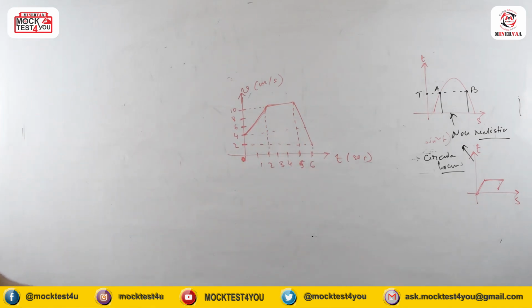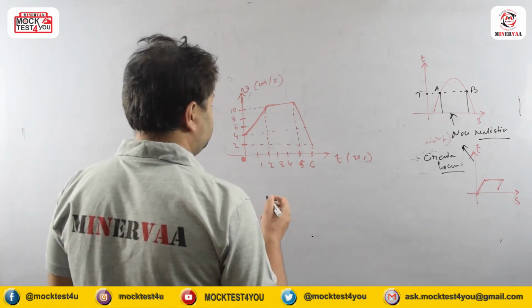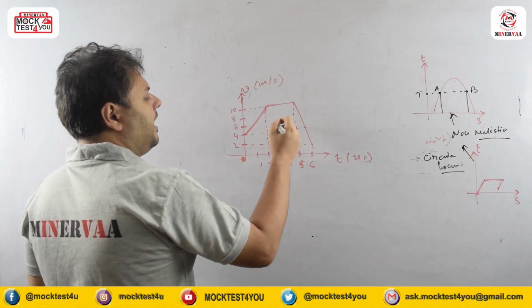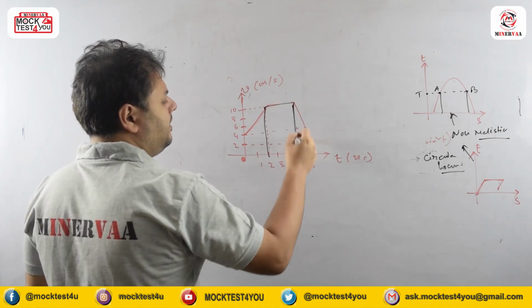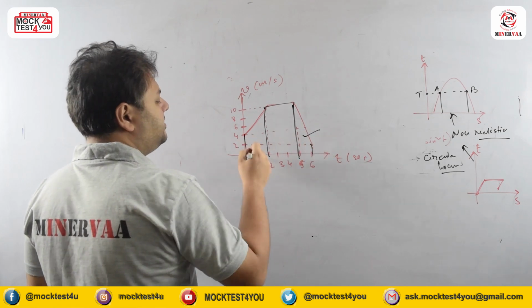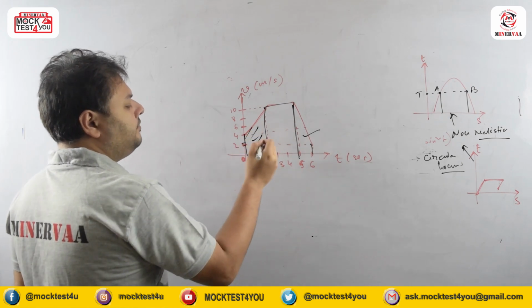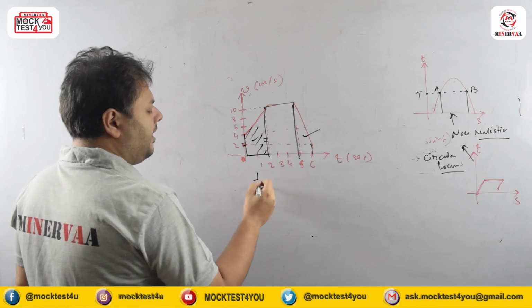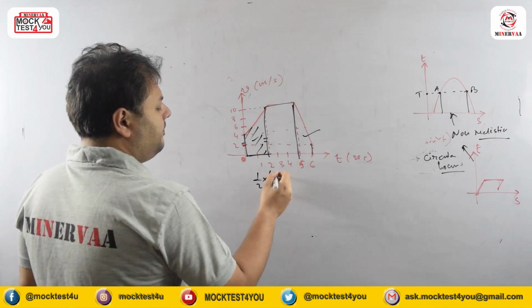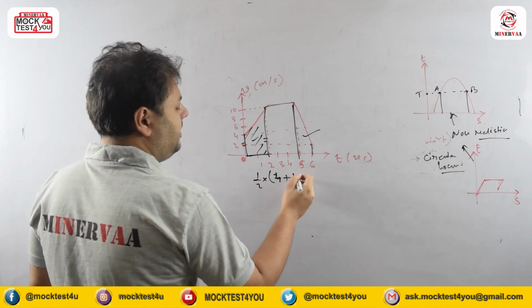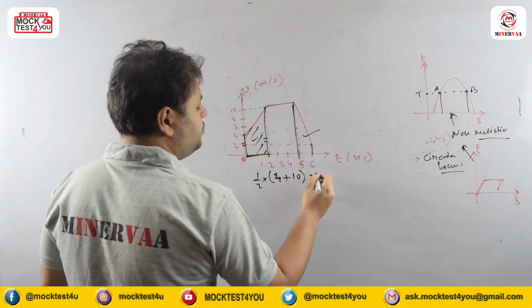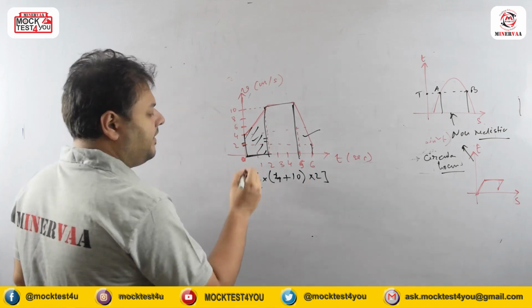So we need to find out the distance over here, and as we know, it's very easy to find out the distance, because in a velocity time graph, area will give us the distance. And how can we find out the distance here? There are two trapeziums and one rectangle. Here is a rectangle, here is one trapezium, and here is another trapezium. So what is the area of this trapezium? It's half into sum of the parallel sides into height. So half into 4 plus 10 into height, which is 2. So this is the first trapezium.